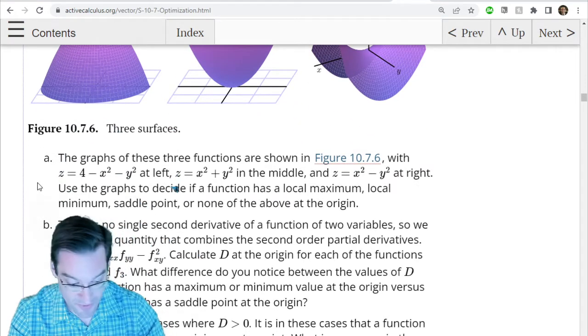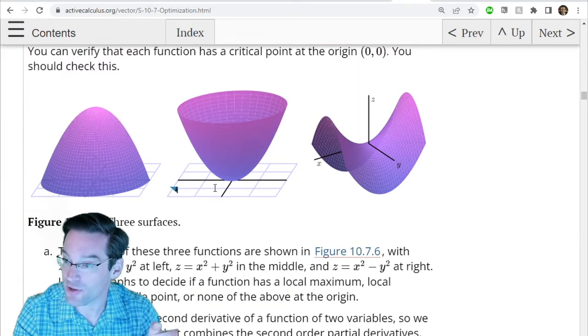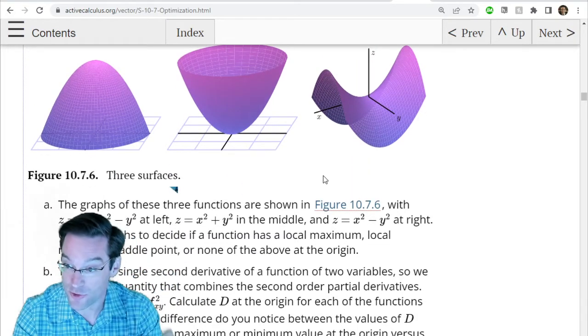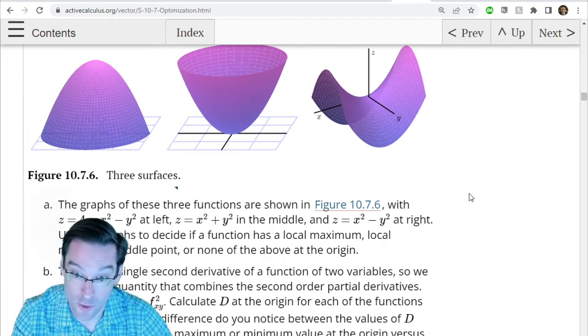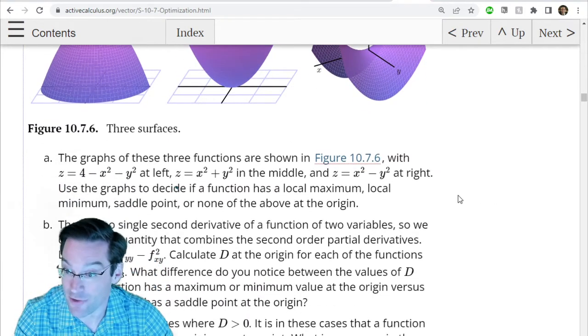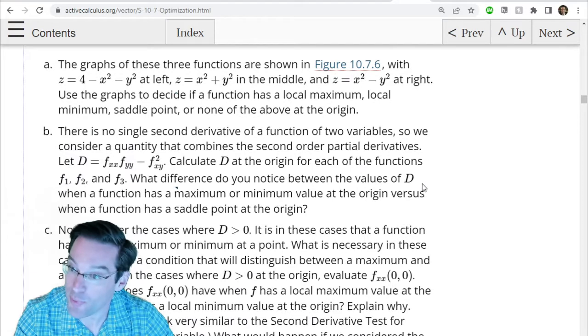So part A, just find the critical points and use the graphs to say which one of these should we call a local maximum, which one should we call a local minimum, which one should we call a saddle. And I think I've already given that away in my opening remarks here.